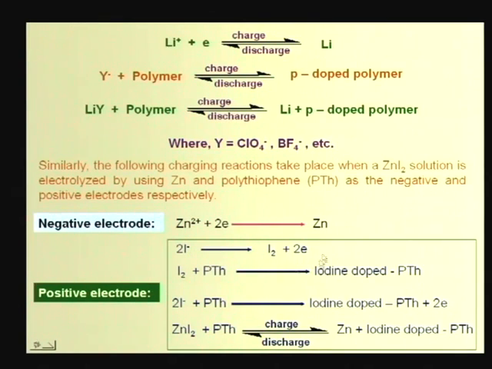So, by this concept you can get iodine doped polythiophene, which releases electron or which creates hole in the polymer chain. So, using this zinc iodide you can get iodine doped polythiophene and metallic zinc in the polymer system.